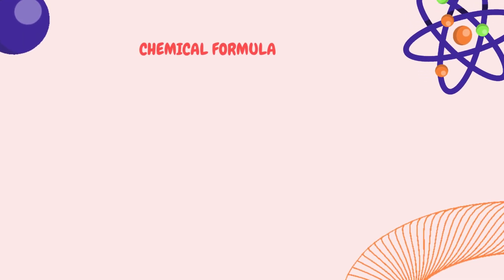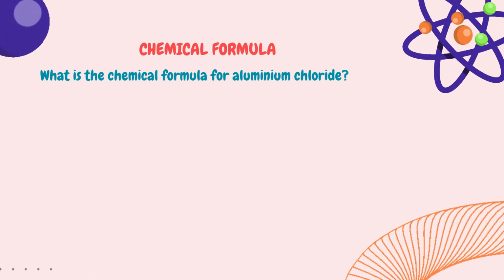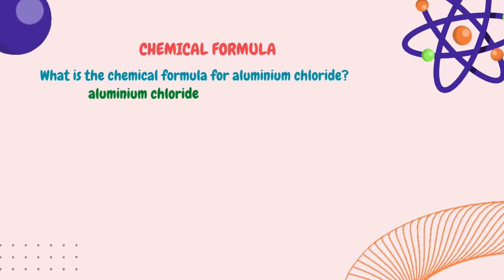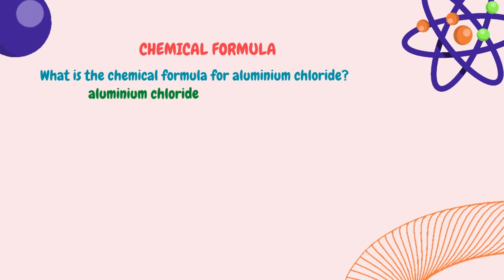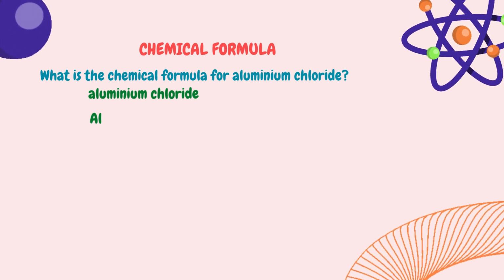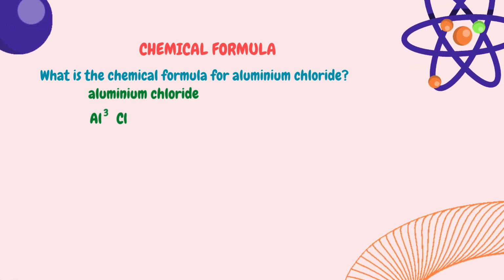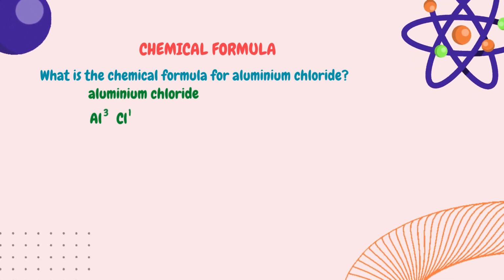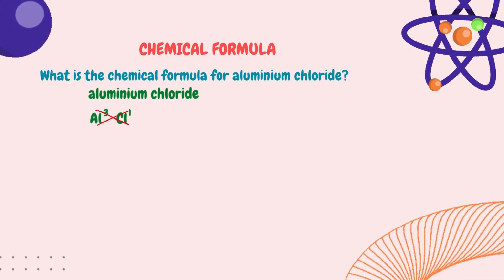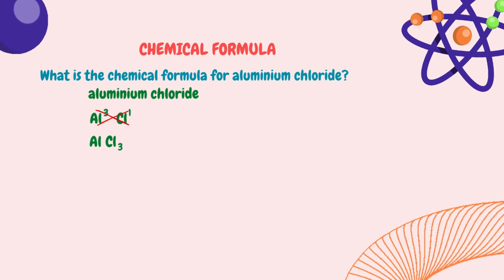Let's consider more examples. What is the chemical formula for aluminium chloride? We have the name of the compound, aluminium chloride. Write the chemical symbol for the elements in aluminium chloride. The symbol for aluminium is Al, and chlorine is Cl. The valence number of aluminium is 3. The valence number of chlorine is 1. Then we cross over the valence number of these elements, so it becomes AlCl3. This is the chemical formula of aluminium chloride.